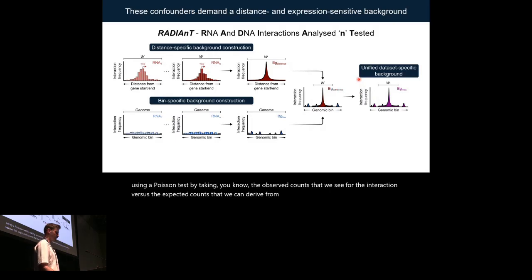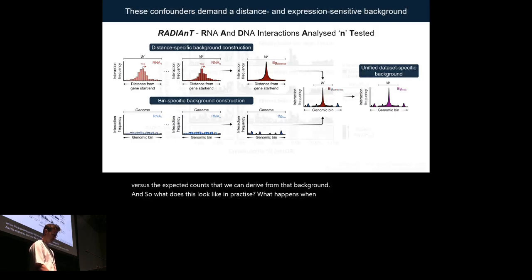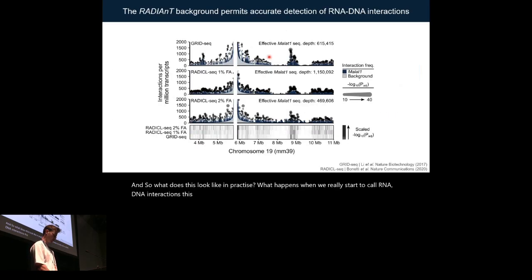And so what does this look like in practice? What happens when we really start to call RNA-DNA interactions? This is a fairly busy slide, so I'll walk you through it. What we're looking at here is the MALAT1 gene locus in mouse across 3 different all-to-all RNA-DNA sequencing methods. So we have a GRID sequencing, and we have 2 separate RADICL sequencing experiments. And right here in the middle of the plot is the MALAT1 gene locus.